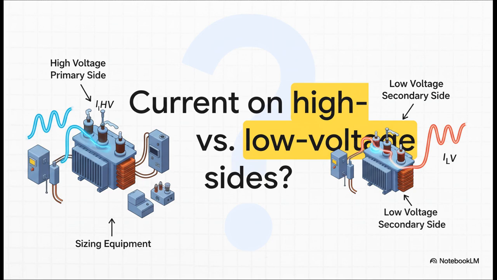See, a transformer has two sides, right? You've got the high voltage primary side where the power comes in, and the low voltage secondary side where it goes out. And the thing is, all the equipment, the wires, the switches, the safety gear, it's totally different on each side. So we absolutely have to know the current on both sides to get this right.